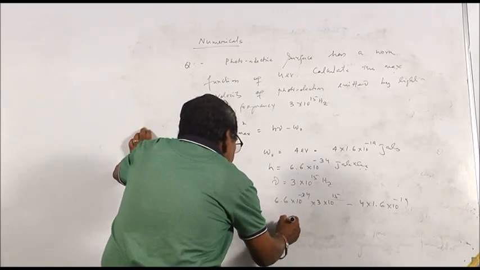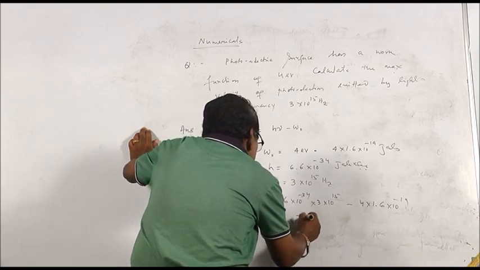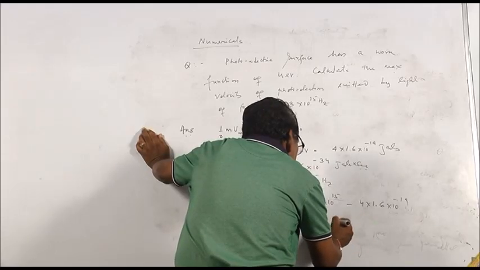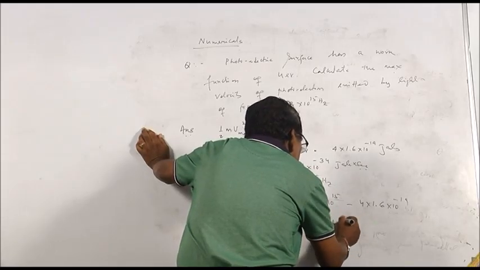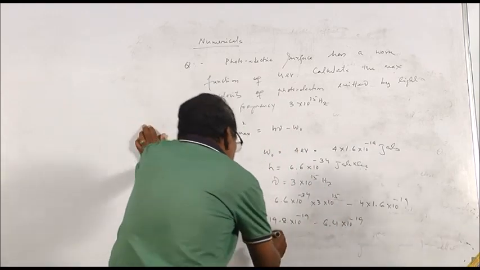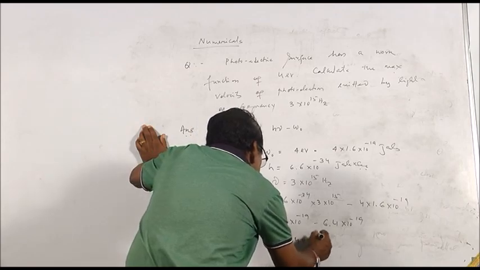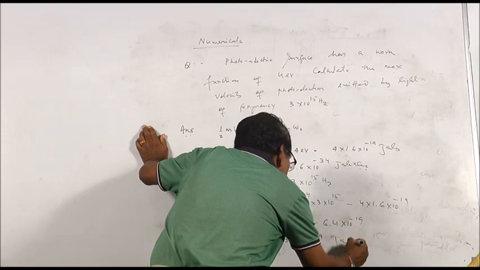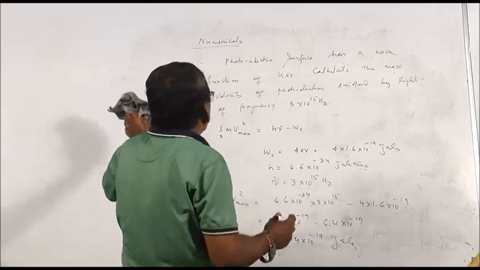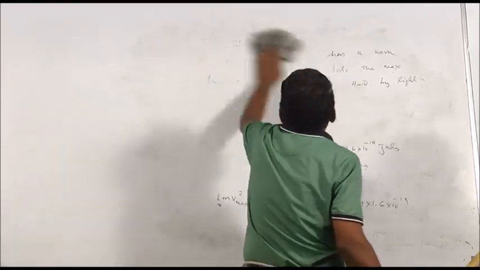6.6 into 3 is 19.8 into 10 to the power minus 19, minus 6.4 into 10 to the minus 19. So, 19.8 minus 6.4 is 13.4 into 10 to the minus 19 joules. This is your maximum kinetic energy. What is the question they have asked? To find the maximum velocity. So, how do we calculate the maximum velocity?